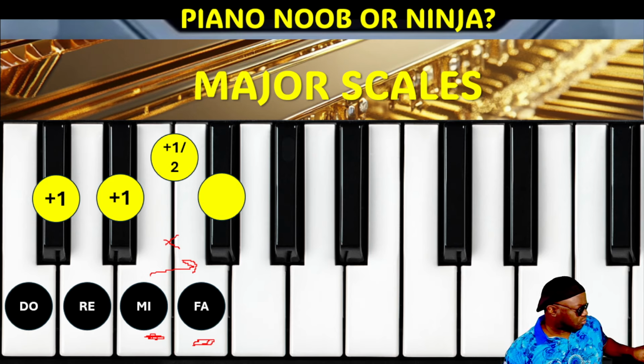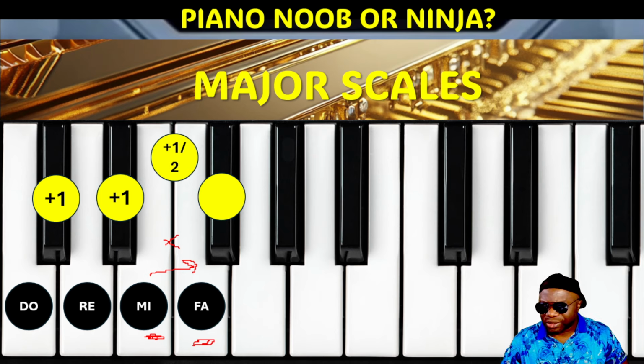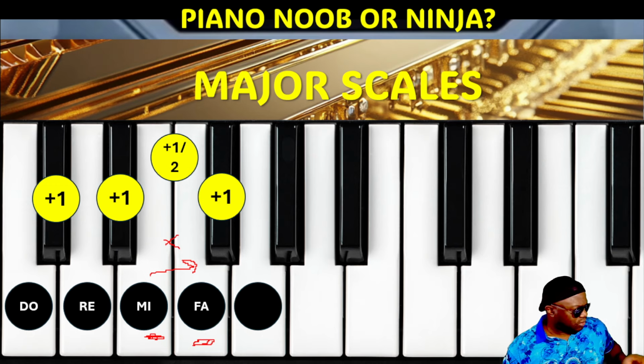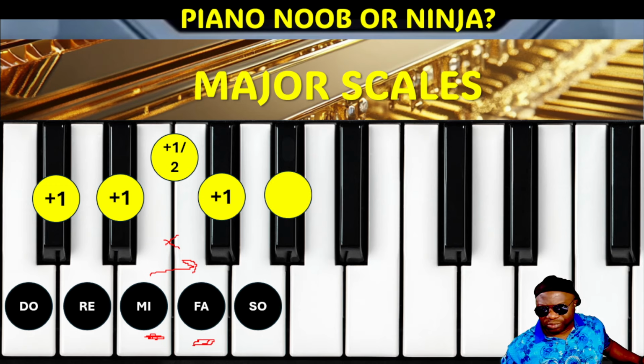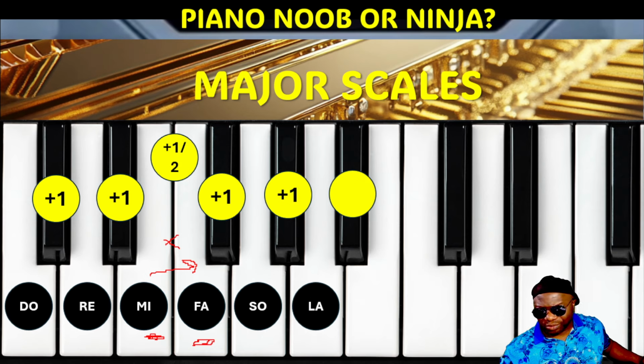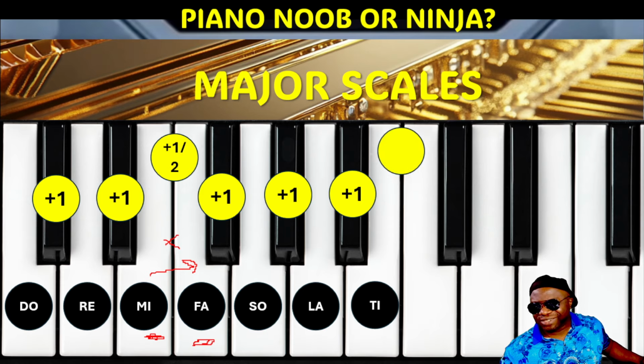Remember? So now we're on the Fa. You're going to add another 1 to get the Sol, and that will give you the G note. See? And then we're going to add another 1 to give us the La note, and another 1 to give us the Ti note. You see what I'm saying?